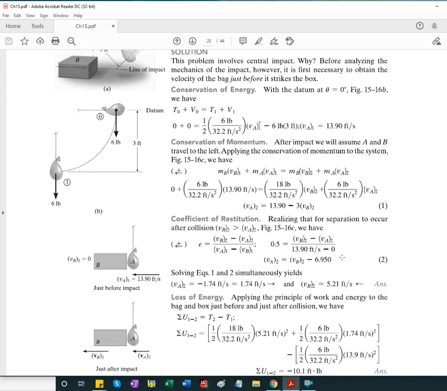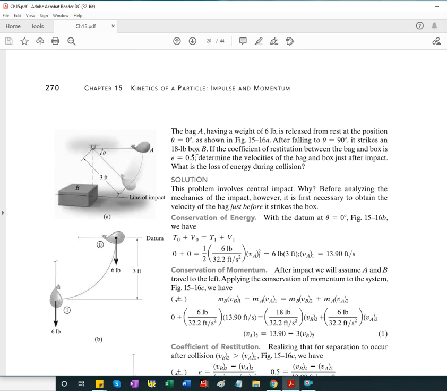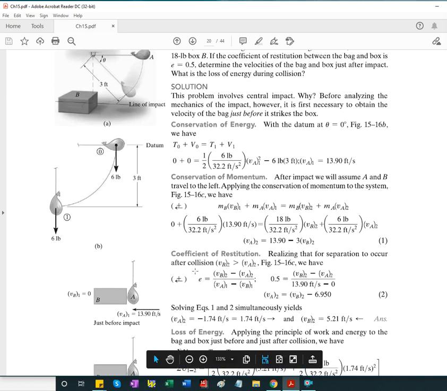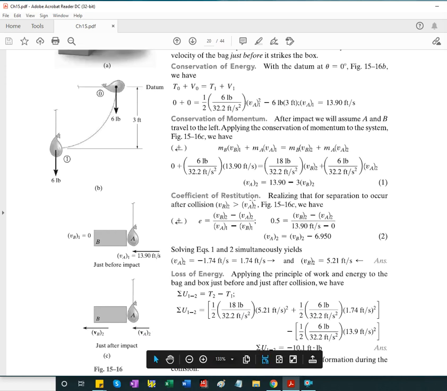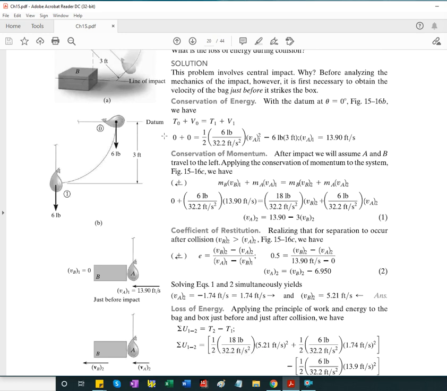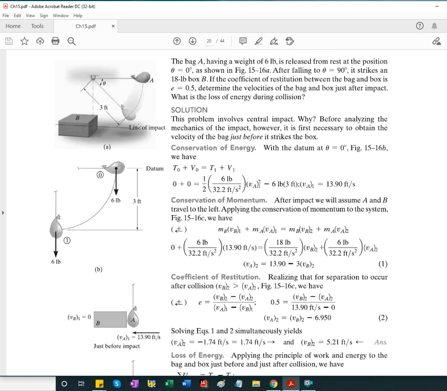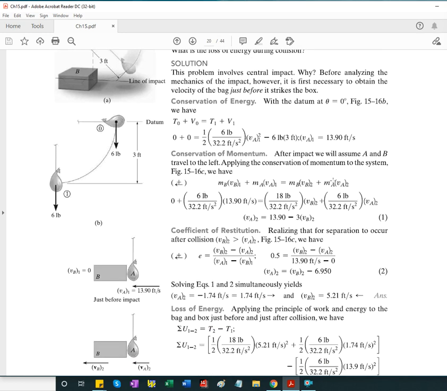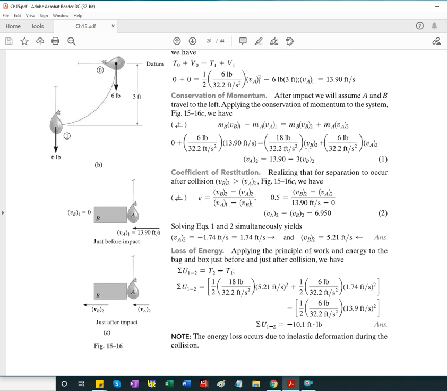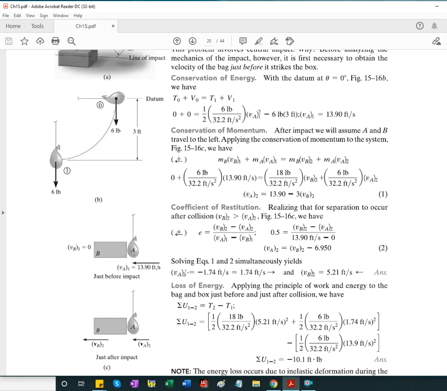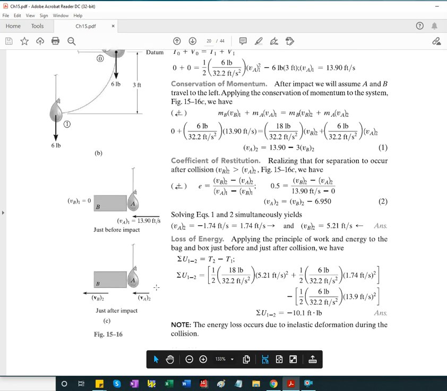And then the coefficient of restitution is given, so you state that in addition to the, so that's part one of the problem. What's the impacting velocity of the bag? And you apply conservation of momentum, and then use the coefficient of restitution information, and you have two equations and two unknowns, the unknowns being the velocity of the bag after impact and the velocity of the box after impact.